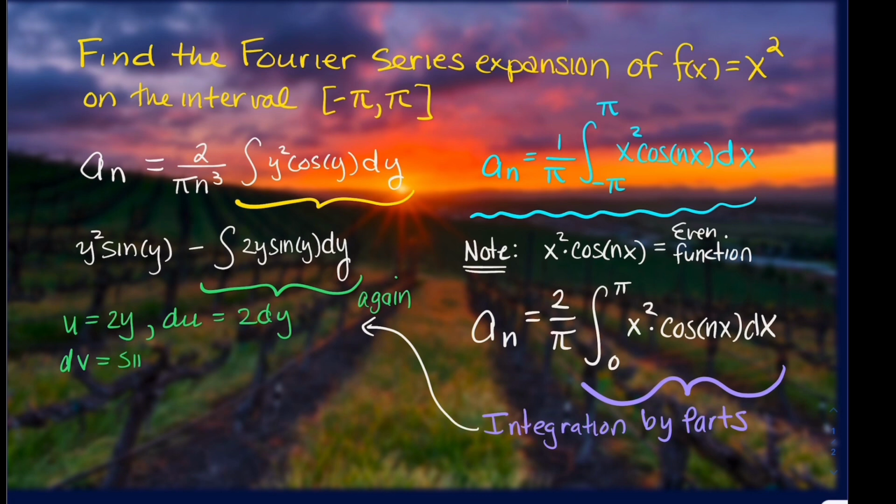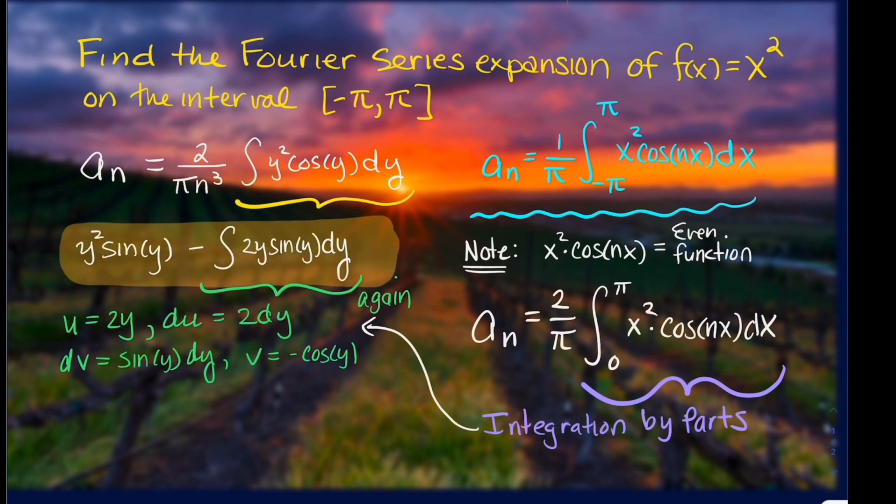So applying integration by parts a second time on that integral that remains there, letting u equal 2y and dv equals sine of y dy. We can put this all together from integration by parts and get y squared sine of y minus the quantity negative 2y cosine y plus the integral of 2 cosine y dy.